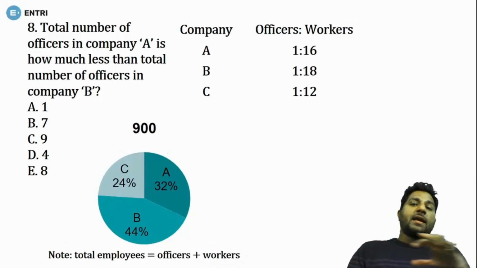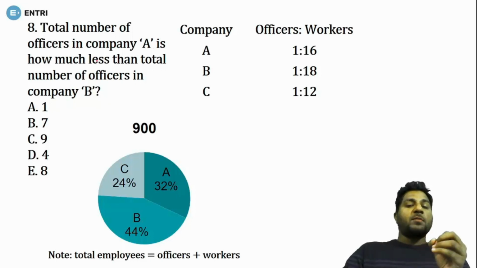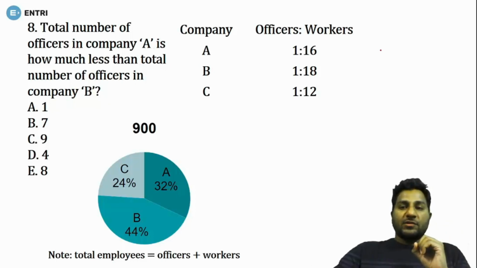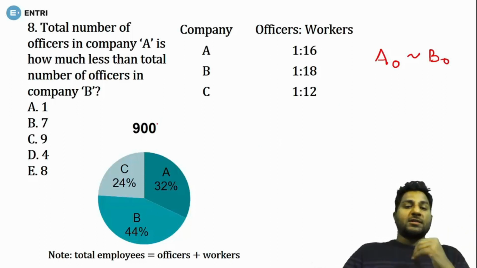Let's move on and see the next question. Total number of officers in company A is how much less than? So basically we need to compare A's officers and compare how much less than the total number of officers in company B. So first of all, we need to compare total workers data.